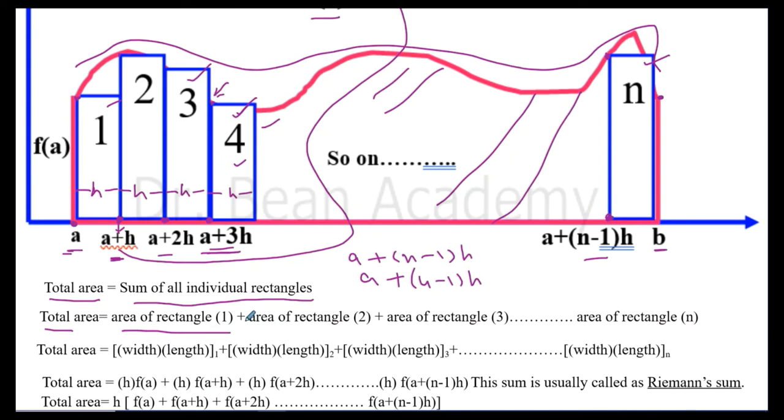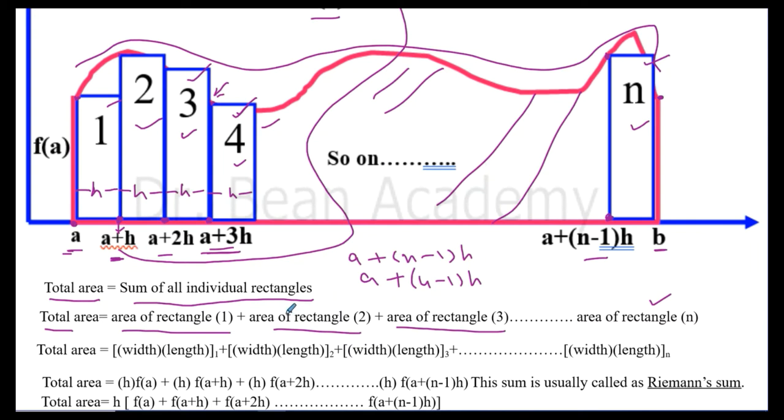Then of course I will add the area of rectangle 2, which is here. Then the area of rectangle 3 here, and in this way it will keep going until I arrive at the area of rectangle n. The last one is n. So the area of rectangle n. So this is how I will calculate the area, right?